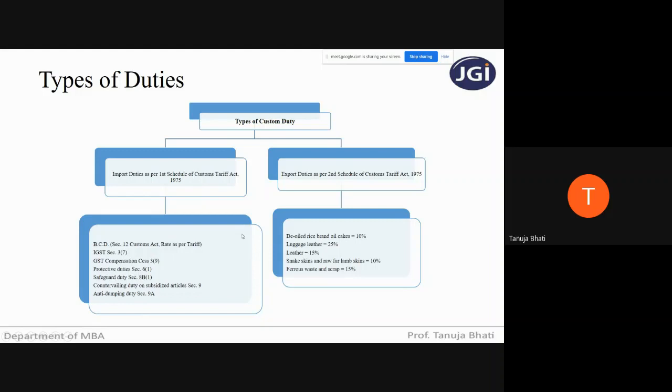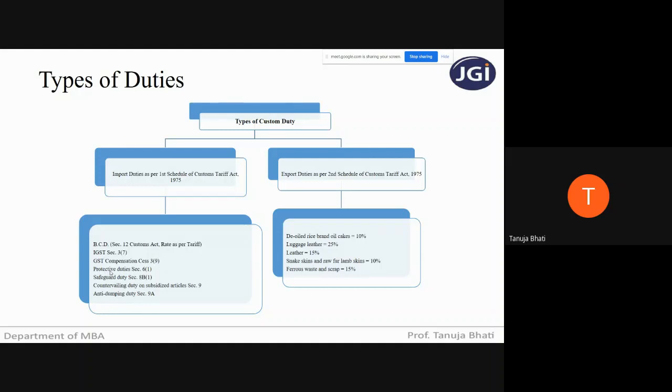So next you have protective duties. Now what do you mean by protective duties? See, protective duties are of two types. One is the revenue duty and one is the protective duty. So protective duties are levied specially in order to protect indigenous industries.